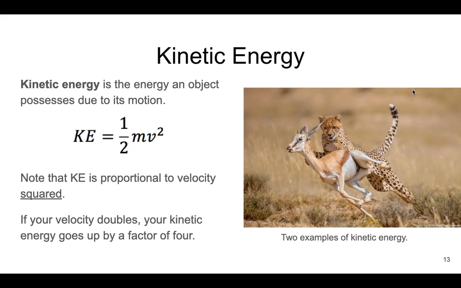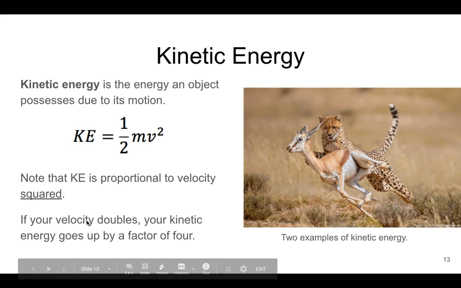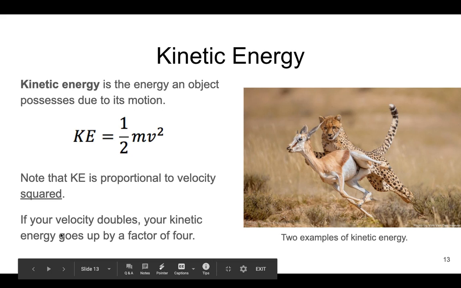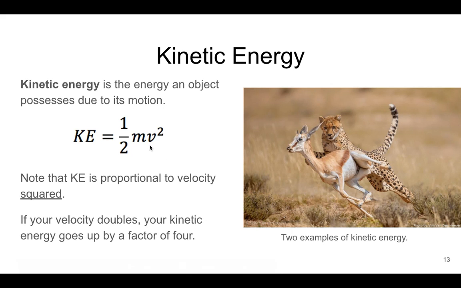So if you're looking at this formula, KE, our symbol for kinetic energy, is equal to 1/2 m v squared. Being proportional to v squared means that if your velocity goes up, your kinetic energy goes up by a lot. Because if, for example, your velocity doubles, your kinetic energy goes up by double squared, which is 4. If velocity goes up by a factor of 3, kinetic energy goes up by a factor of 3 squared, which is 9.